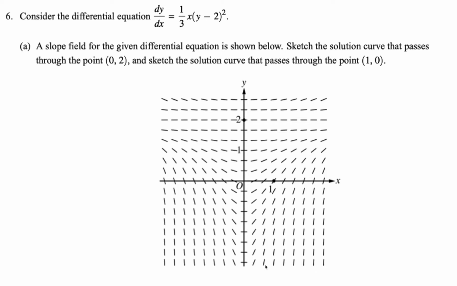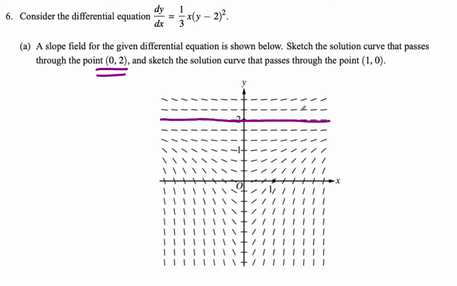Let us look at 2018 number 6. Consider the differential equation that's given here, a slope field which is also given here on the bottom. Sketch the solution curve that passes through point (0, 2). When you look at point (0, 2), it's right over here. But when you look at the slope field around it, it's a straight line. So in fact, the solution that passes through (0, 2) would be a simple straight line like this.